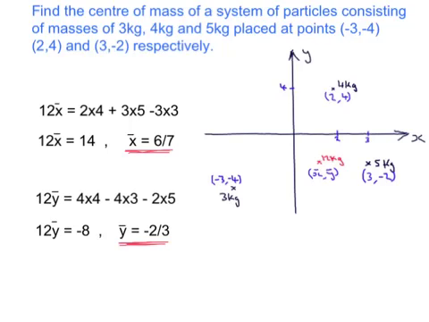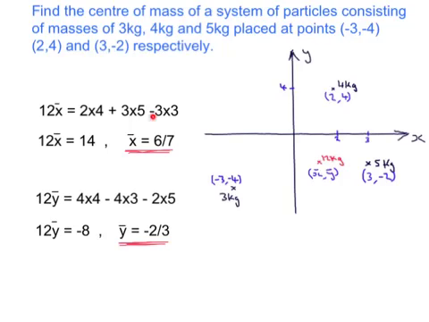So if I look along, x bar is the distance of the x coordinate of the centre of mass. So 12 times that distance, x bar, that moment, is equal to the moment of this 4 kilogram mass, which is 2 along times 4 kilograms. The moment of this 5 kilogram mass, which is 3 along times 5. And the moment of this mass, which is 3 along, and times 3 kilograms.